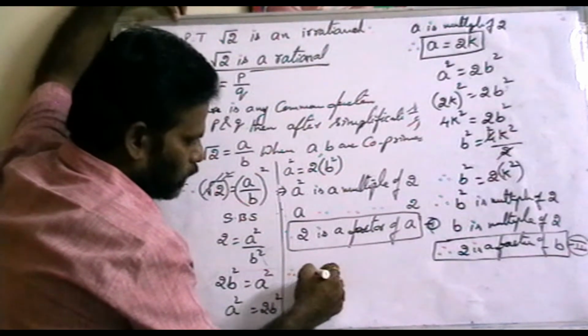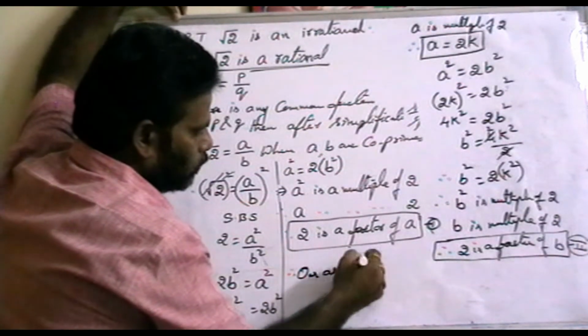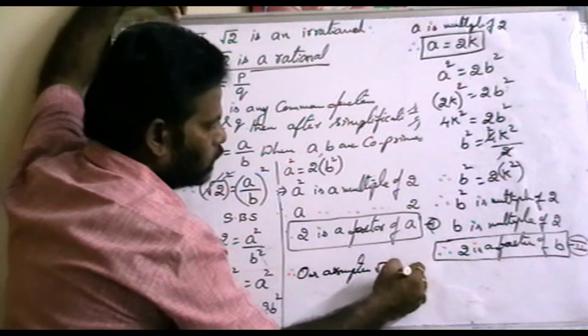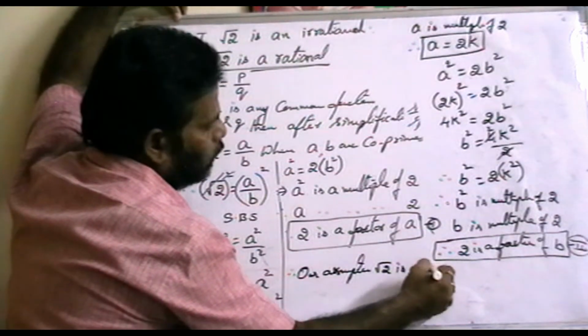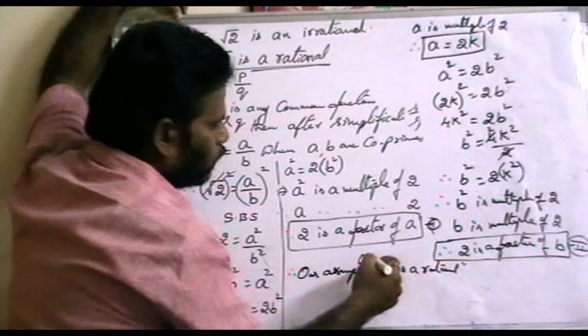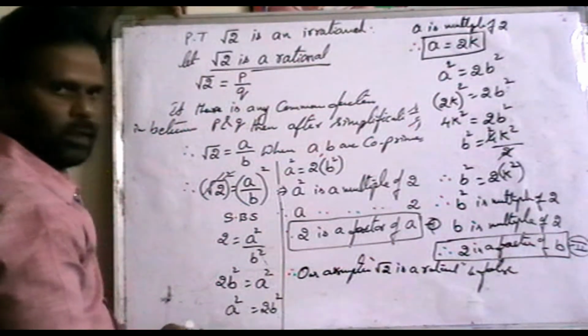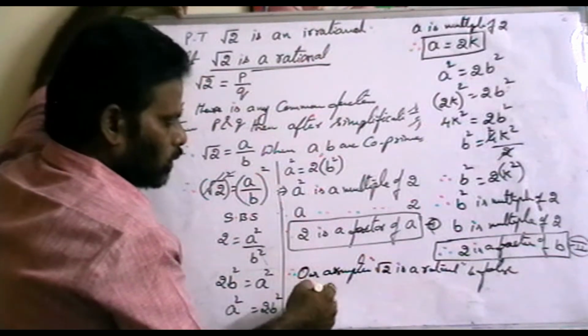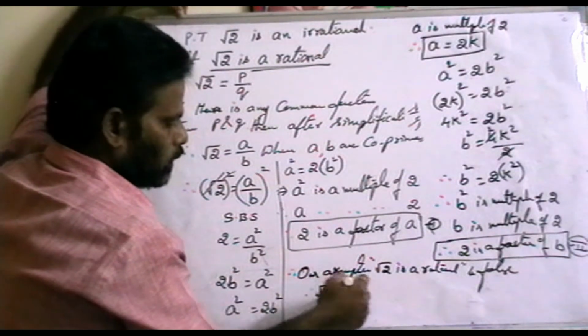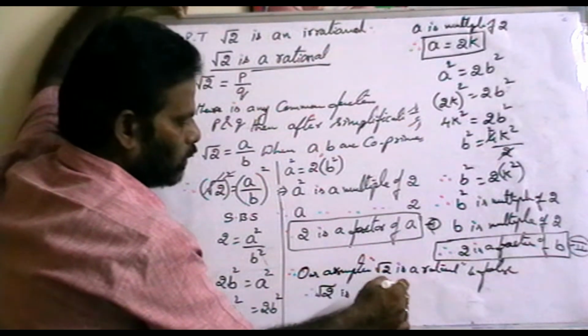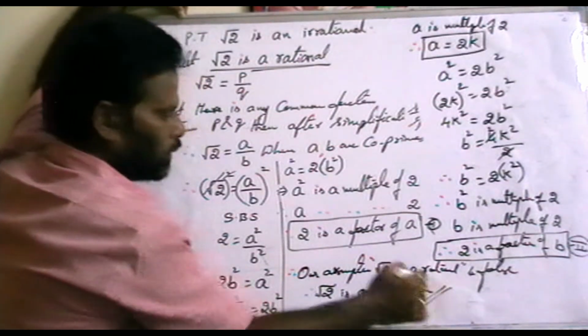Therefore, our assumption that root 2 is a rational is false. It is a false statement. Therefore, what is true? Root 2 is an irrational.